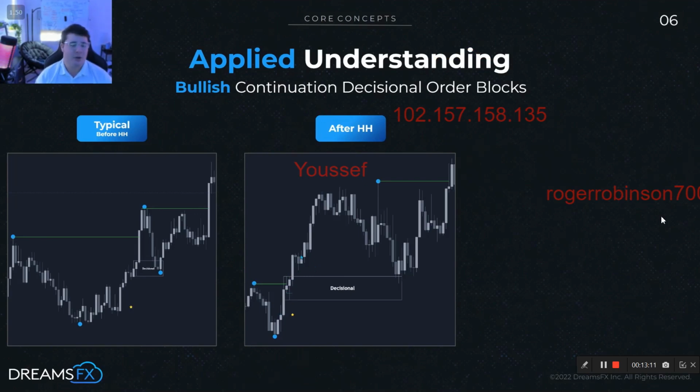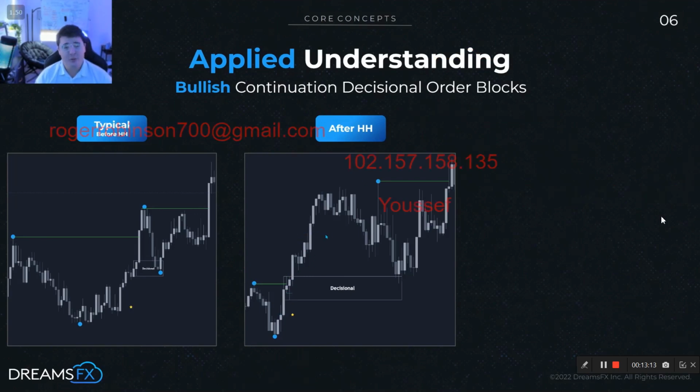If you guys might have asked, well, why is this not a decisional right here? There's a few key reasons why this is not a decisional. Because you might say, well, here's the first push, here's the second push, and this is the only one with imbalance. There's one key reason why this doesn't work, and you will learn in the next couple sections. So this is not the valid decisional, right?